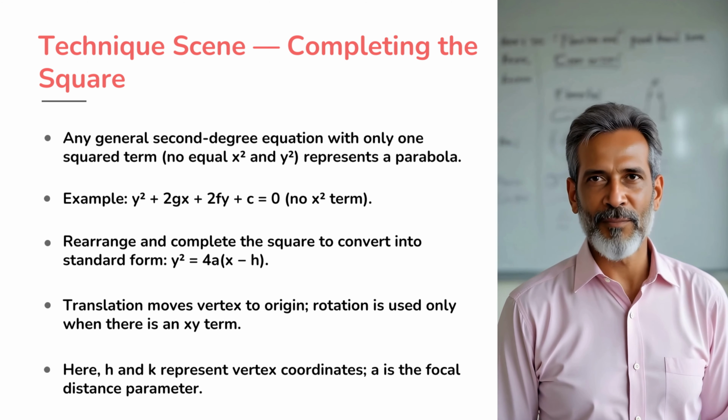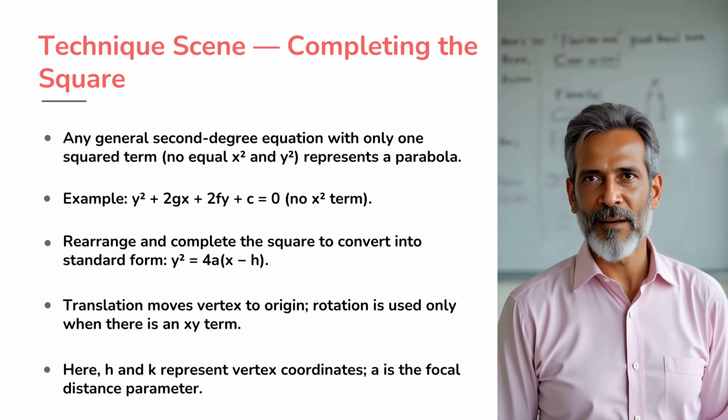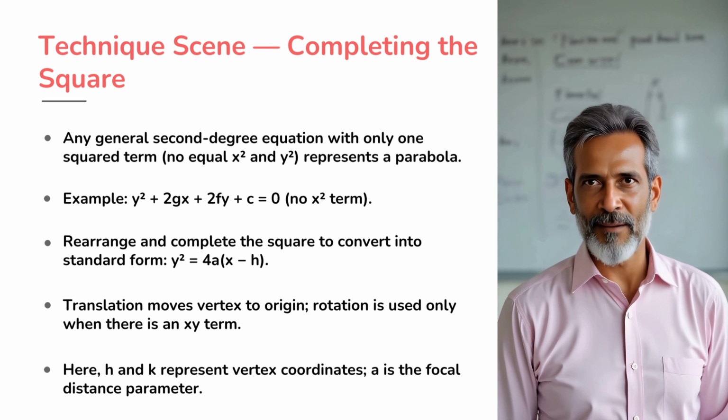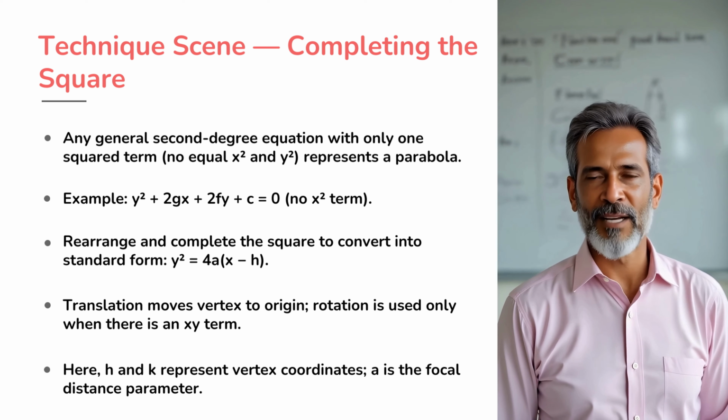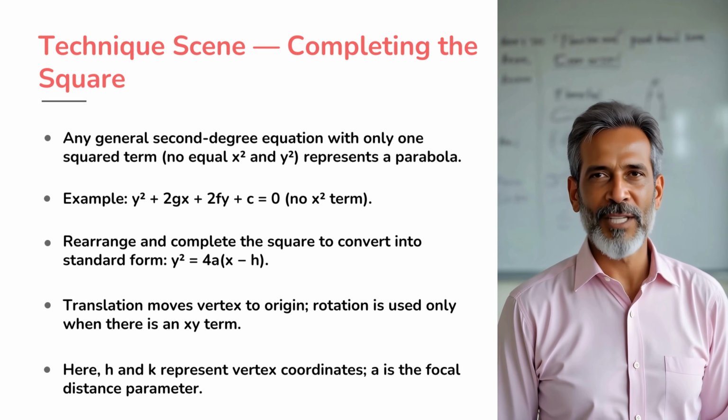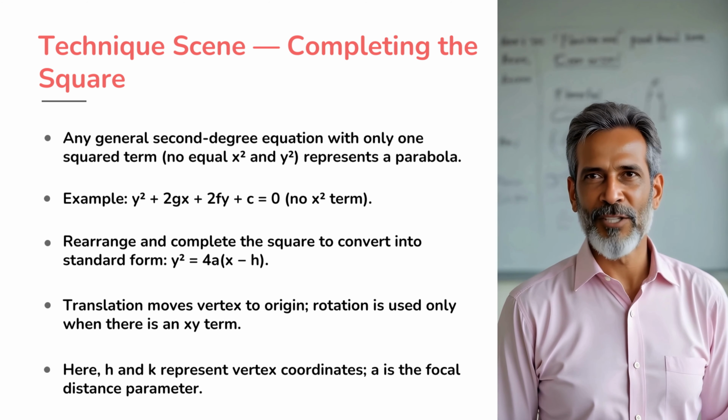In short, just move the vertex to the origin, simplify your equation neatly, and you'll see the parabola reveal itself like magic. It's like dusting an old mirror. The shape was always there, you just had to clear away a little algebra to see it shine.